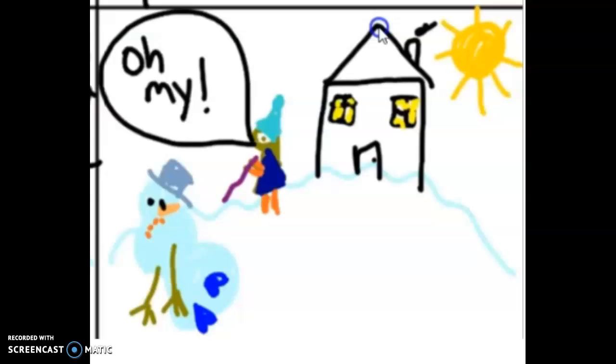Now for my last paragraph, I'm in my fourth box of my pictures. And in this box here, the sun's out, everyone's up in the house, the lights are on in the house. Here's Evie walking out, and she says, "Oh my!" And then here's Snowy looking very disheveled, which means very not put together, very different from the beginning of the story. And Evie is also carrying the scarf.